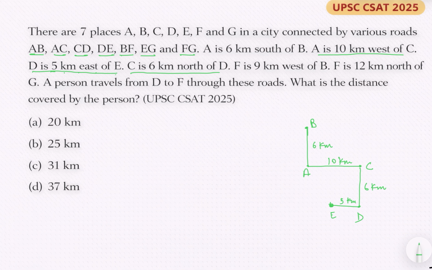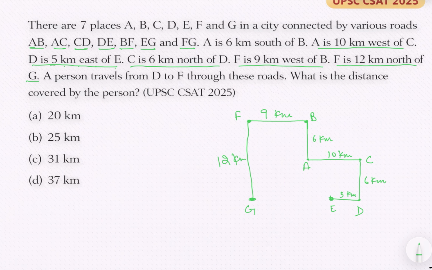Next we have given F is 9 kilometer west of B. F is 9 kilometer west from B. This point is F. Next we have given F is 12 kilometer north of G. We have a G point and the distance between F and G is 12 kilometer.